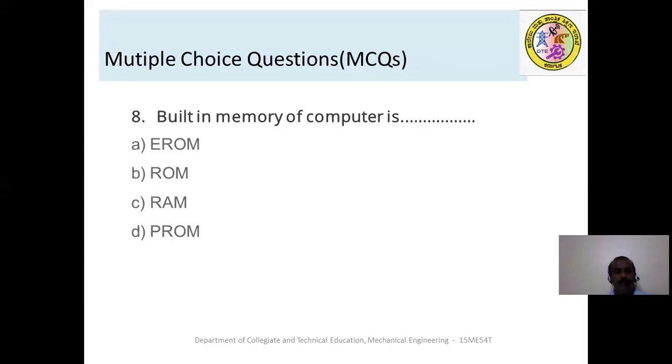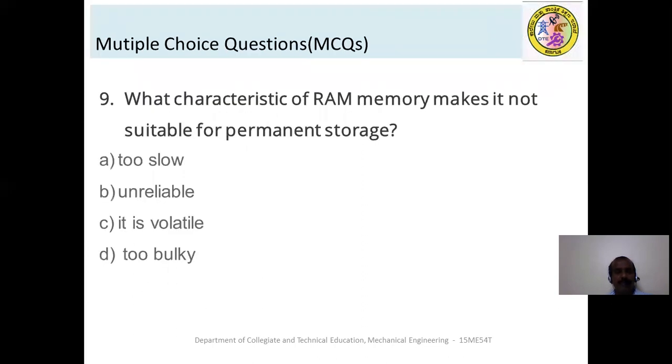Built-in memory of a computer is EROM, ROM, RAM, PROM. Built-in memory of a computer is read-only memory. The answer is B. What characteristics of RAM memory makes it not suitable for permanent storage? Too slow, unreliable, it is volatile, too bulky. The answer is C, it is volatile.